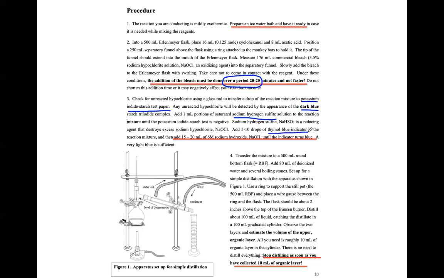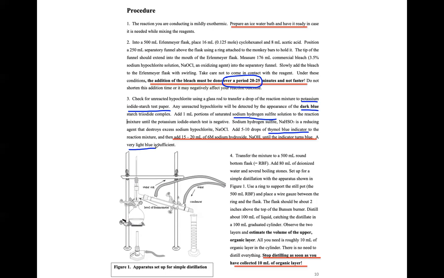Okay. All right. At that step, what we're going to do is add an indicator called thymol blue indicator. And then we're going to add 15 to 20 mils of a 6 molar solution of sodium hydroxide until the indicator turns blue. For some of you, this might require a little bit more than 15 to 20 mils, okay? So if the indicator just simply doesn't turn blue, go ahead and ask a TA or a professor for help, okay? But just as a heads up, it's going to be a very, very light blue, okay? So it's not going to be super dark. But anyways, if you have doubts, go ask for help.